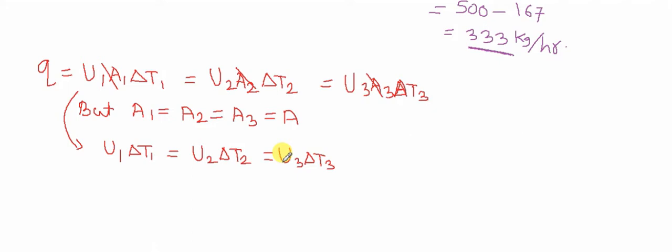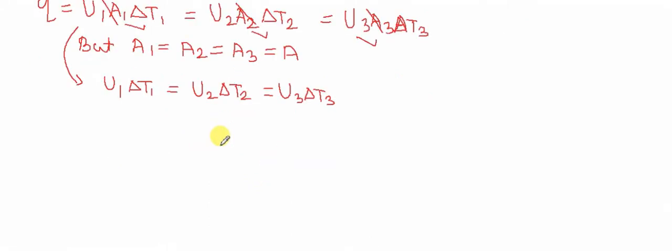Okay, you will get this equation because they have given equal heat transfer in the first effect, equal to the second effect, equal to the third effect, and as the area is the same, you can cancel the area and you will get this one equation. Now what is the use of this equation? Now we'll see that. Just consider this first equation and second equation. When you compare, you get U1 delta T1 is equal to U2 delta T2.